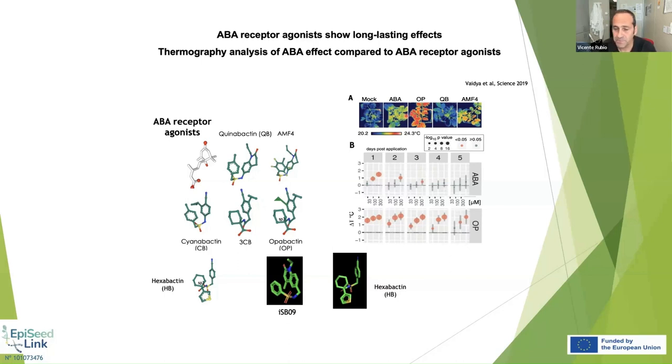The stomata are closed and these plants are losing less water. And there are some other compounds that really, really strongly close the stomata, like opabactin here. You can see the plants are red. So these plants have really closed the stomata. The leaves are heating, but they are not losing the water. And this is going to enhance survival of the plant under drought conditions.